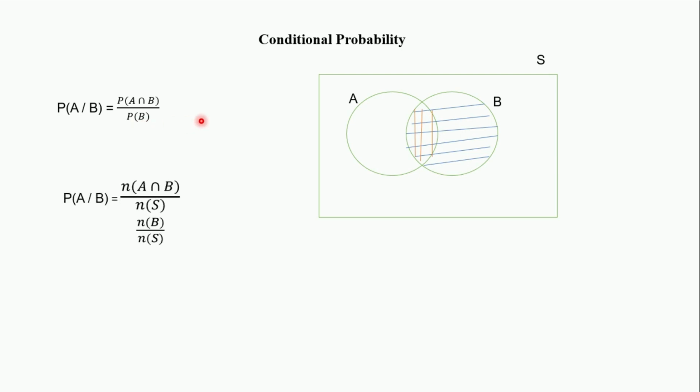Now we can write it like this, as we saw earlier in the previous video. You can check it out, link is in description. If you do so, then number of outcomes in the A intersection B event upon number of entire outcomes, that is size of sample space, and for probability of B, number of outcomes for event B upon number of entire outcomes, that is size of sample space. And this one got cancelled out and we got this.